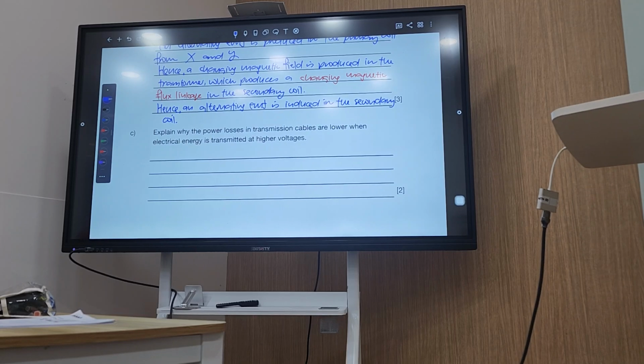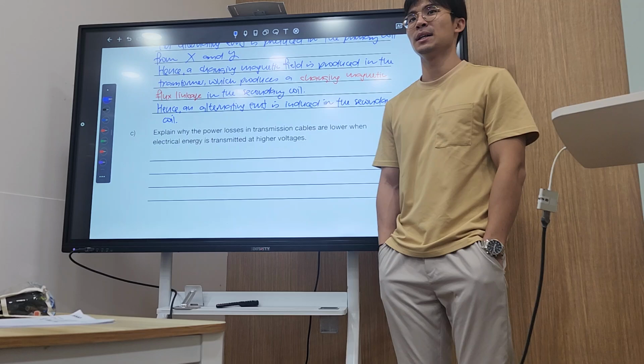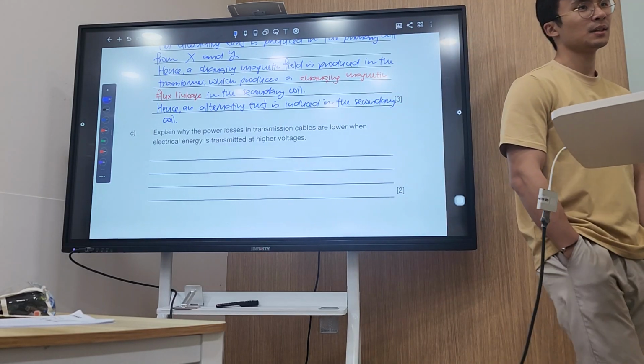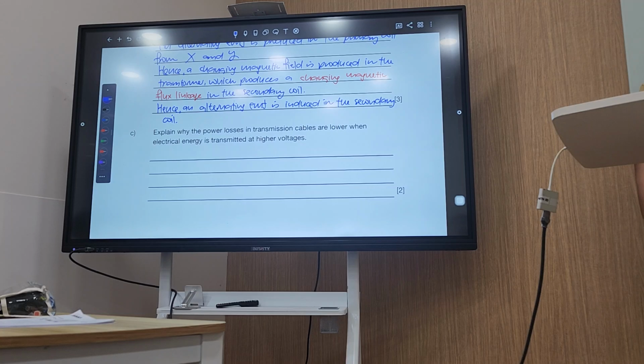Explain why the power losses in transmission cables are lower when electrical energy is transmitted at higher voltages. Okay, let's go, last one. We always talk about it, right? What's the purpose of your transformer? Very good. How does it reduce power loss?